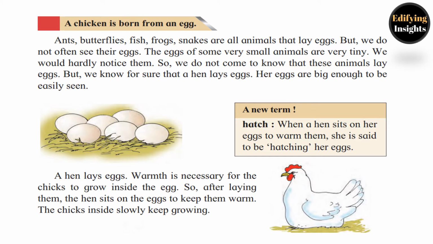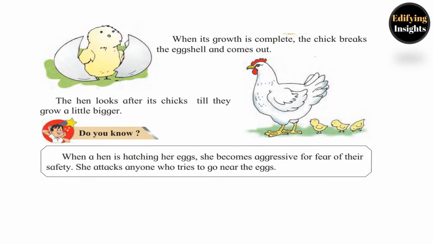A hen lays eggs. Warmth is necessary for the chicks to grow inside the egg. So after laying them, the hen sits on the eggs to keep them warm. The chicks inside slowly keep growing. When its growth is complete, the chick breaks the shell and comes out. The hen looks after its chicks till they grow a little bigger. Why does a hen become aggressive when she is hatching her eggs? When a hen is hatching her eggs, she becomes aggressive for fear of their safety. She attacks anyone who tries to go near the eggs.